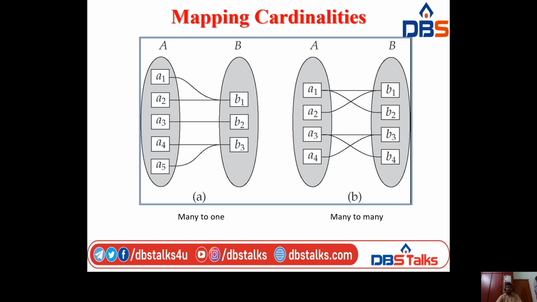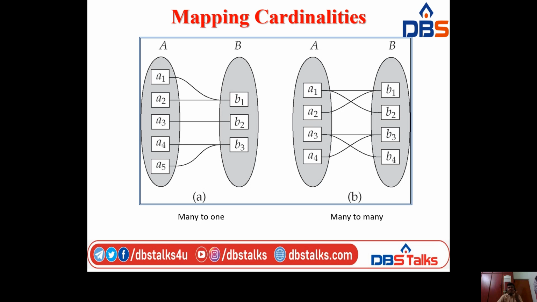Now coming to the other mapping cardinalities, that is many-to-one and many-to-many. Here comes the many-to-one. A1 and A2 are related to B1. Now coming to the next one, A3 is related to B2. A4 and A5 are related to B3. That is many-to-one. On the B side only one is there; on the A side we are taking many. Now coming to the final one, many-to-many.